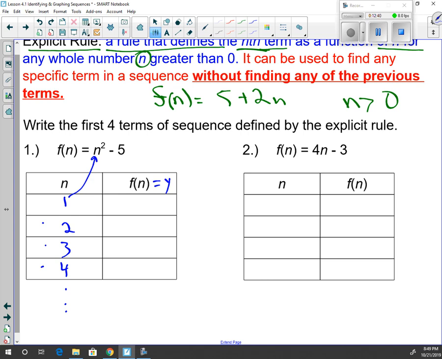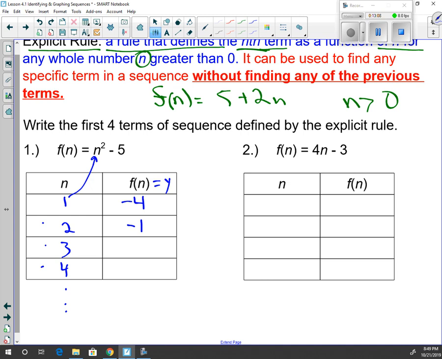If I substitute in 1 for n, 1 squared is 1, 1 minus 5 is -4. Okay? So the first term is -4. What's the second term? If I substitute in 2, 2 squared is 4, 4 minus 5 is -1. So the second term is -1. So now, so far, we got a pattern of -4, -1, and so forth. Maybe we'll have something established here, maybe not.